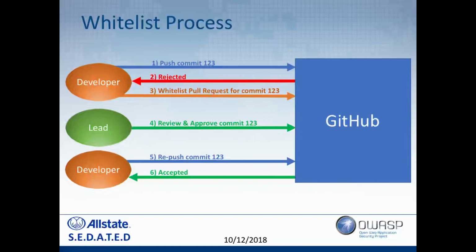So that's number 4. The developer raises this pull request, and he says, for this commit ID, this is a false positive. The security team reviews it and checks if they agree that it's a false positive. If we agree, we go ahead and approve it and merge it. Then immediately after that, the developer can go to number 5 and just re-push it again. They push 1, 2, 3, and immediately SEDATED will see this is a whitelisted commit ID, and it'll go ahead and accept it.